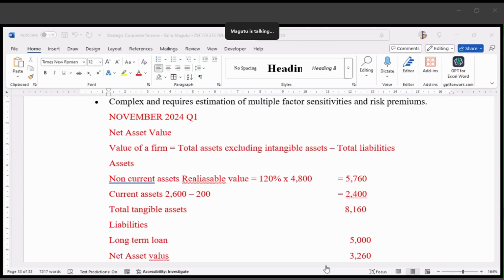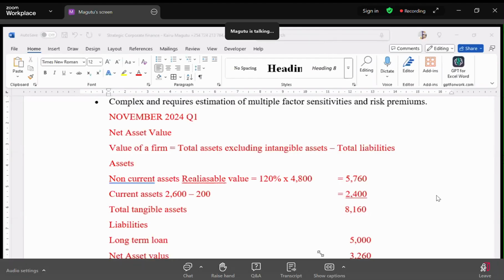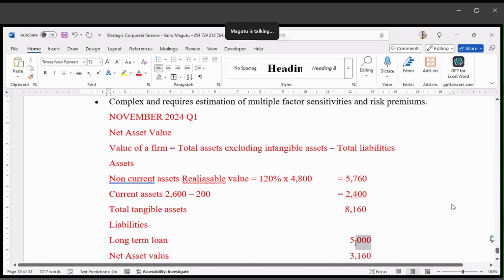Okay, anyway, if you don't write in a language that I understand, I may not help much. So that 3,160 is correct. Net asset is that 3,160. Or did I write 3,260? Oh yeah, it is that 3,160, not 3,260. Good, thank you. So that is the value of this asset.